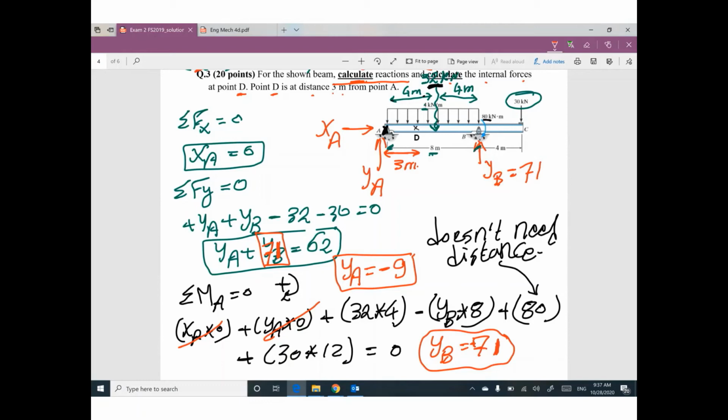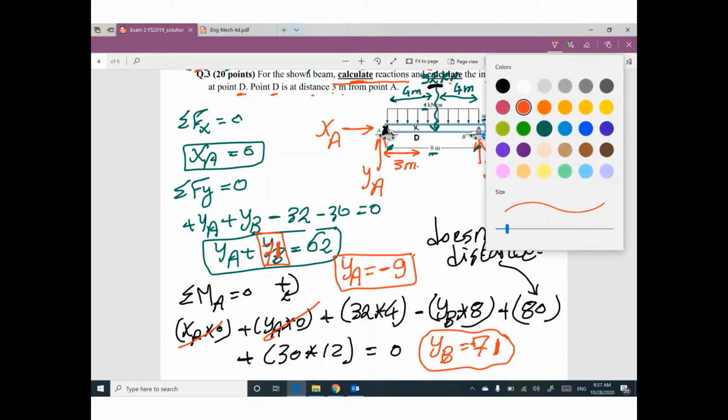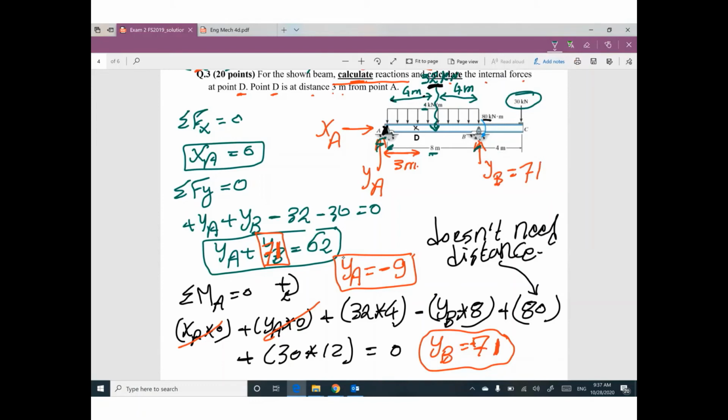Negative value means you assumed the wrong direction. This reaction must be going down, not going up. How much? 9. It's negative. I changed the direction, so put the value as positive because you already changed the direction. So the final conclusion: XA equals 0, YA equals 9 to down, YB equals 71 to up. This is the final conclusion for reactions.